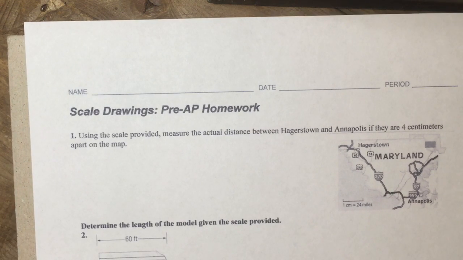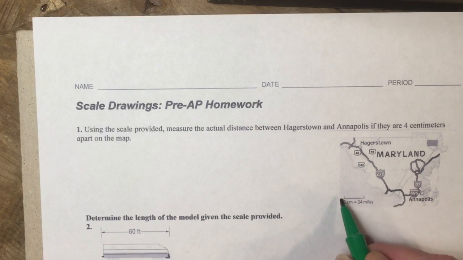All right, so we have some practice problems to help us use proportions to find the scale of something or to apply to scale drawings. So the first problem says, using the scale provided, measure the actual distance between Hagerstown and Annapolis if they are 4 centimeters apart on the map.